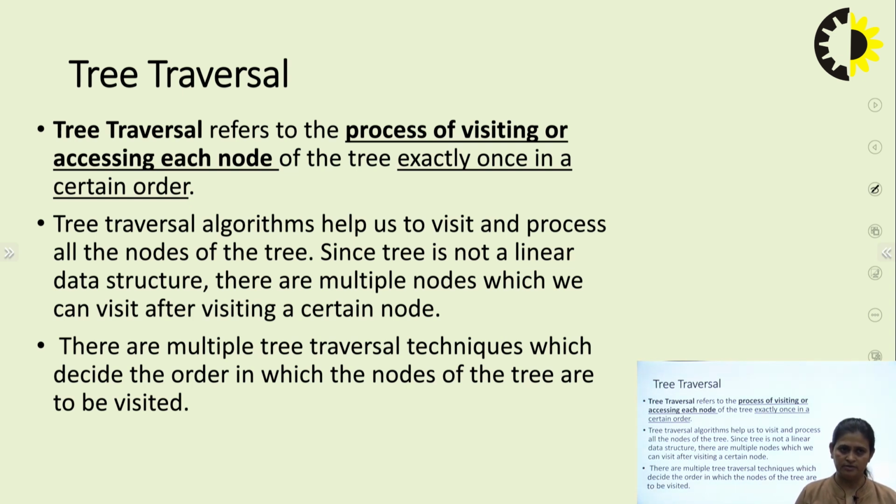There are multiple nodes which we can visit after visiting a certain node. In a linear data structure, we traverse the nodes in one order. But in a non-linear data structure, for example a tree, we traverse the nodes in a different order. There are multiple tree traversal techniques which decide the order in which the nodes of a tree are to be visited.